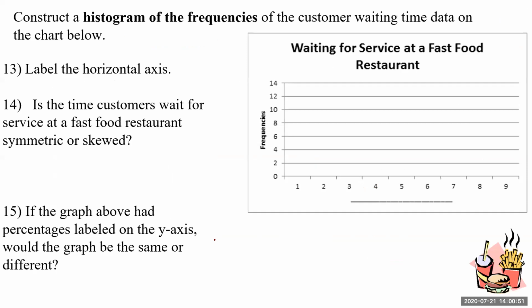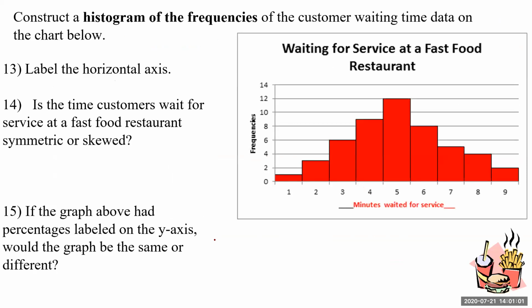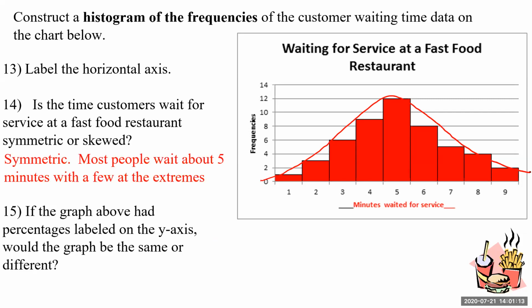So now we want to construct a histogram of frequencies of the customers' waiting time. Okay, using the data we just looked at. And that will give us a nice symmetrical or normal shape. Isn't that cool? That's super cool, right? Nice. So symmetric, most people wait about 5 minutes with a few at the extremes.